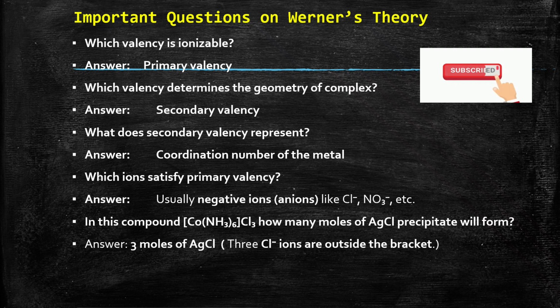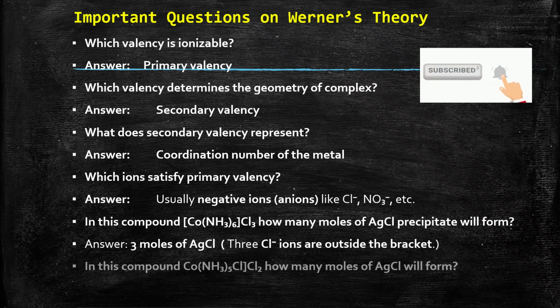Next question, in this compound how many moles of AgCl will form? So how many primary valencies are there? 2 chloride ions. So 2 moles of AgCl is formed.